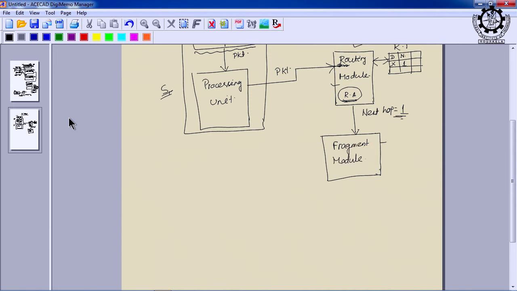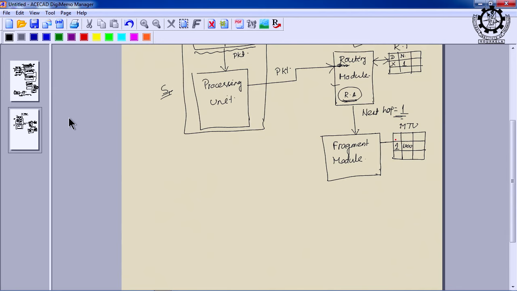Again, this module is associated with another table called the MTU table. This MTU table says which are the outgoing paths for this router or this host, and what is the MTU of that path. Let us say 1 is the next hop connected to this node, and the MTU of this node is something, let us say 1000.